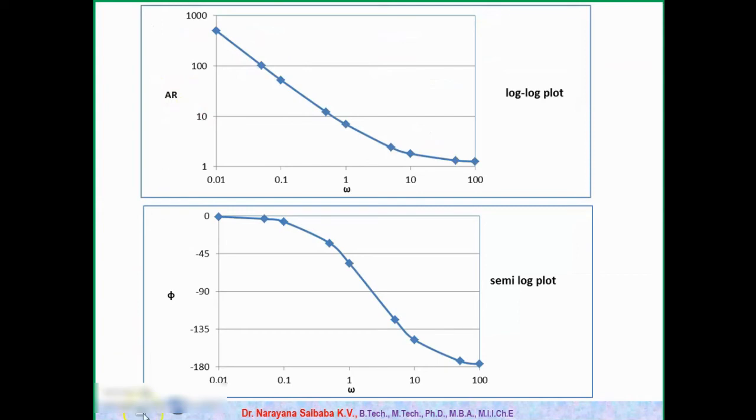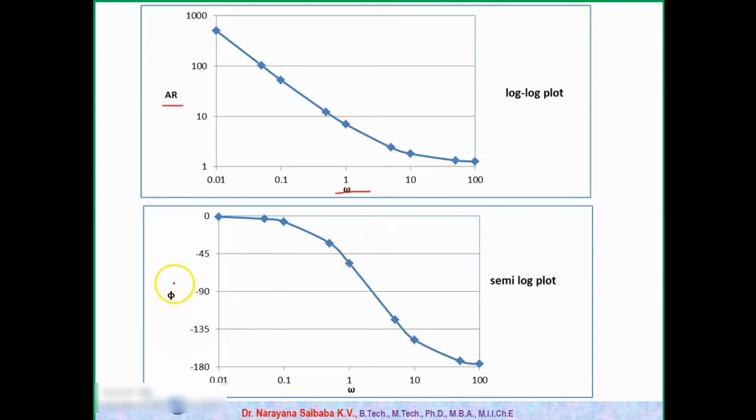See here, we have taken two plots. First one is the magnitude plot, log AR versus log omega. Here we have taken a log-log graph. The bottom one is the phase shift plot. Here we have taken a semi-log plot, so directly you can write AR value and phi value and locate that point. Once points location is over, simply you have to connect the points so that you will get the curve like this. Similarly the bottom curve.